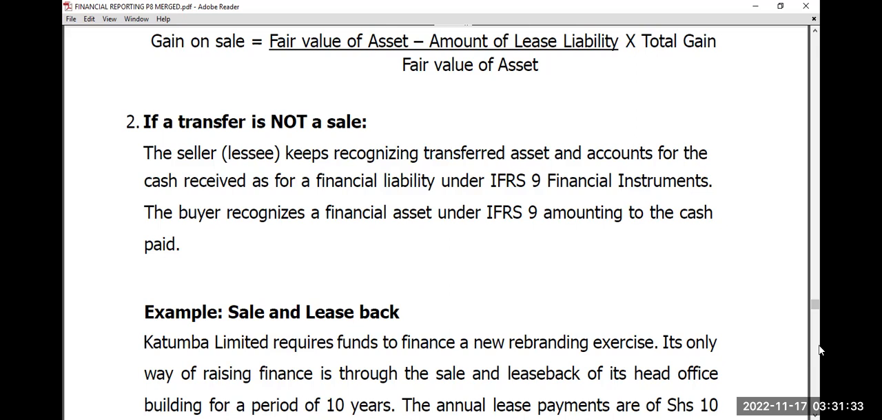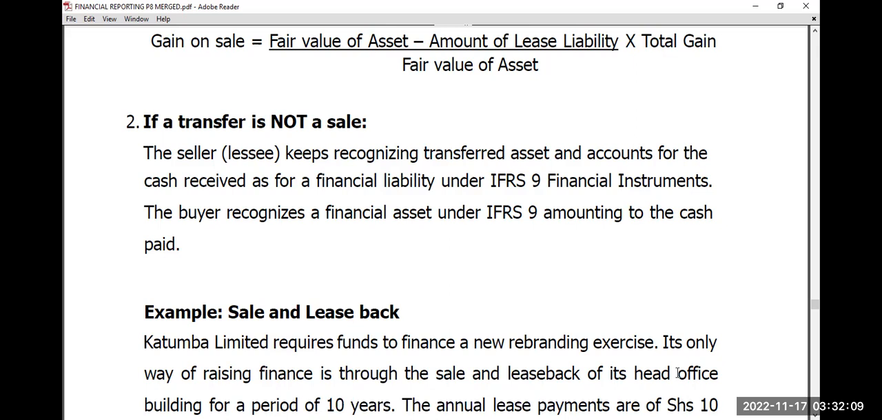This is going to be under IFRS 9, that is financial instruments. And then the buyer will recognize a financial asset under IFRS 9 that will amount to the cash paid. That's basically what we are going to be looking at. We are going to do computations, and that's how we are going to be getting all the other aspects that are remaining.